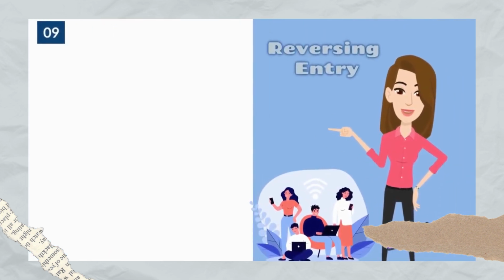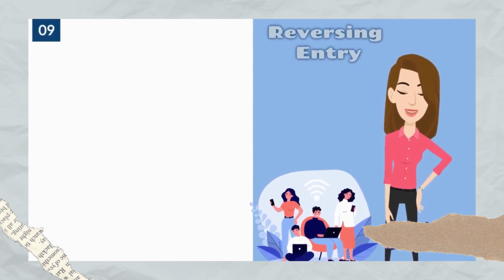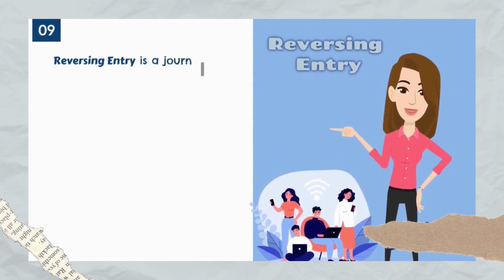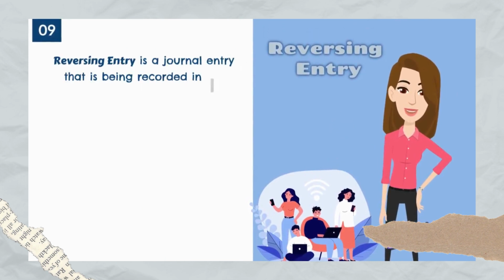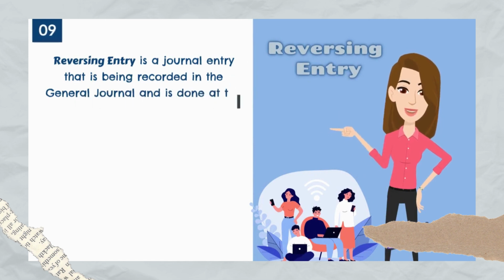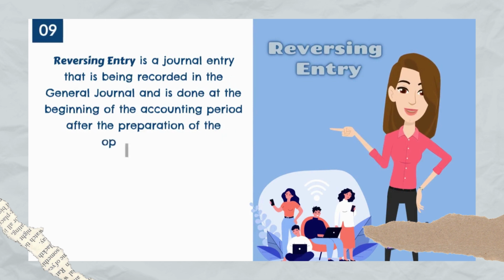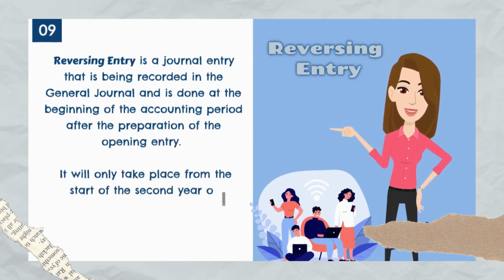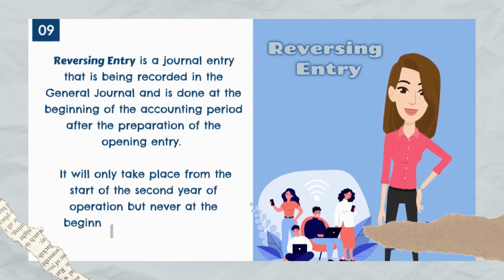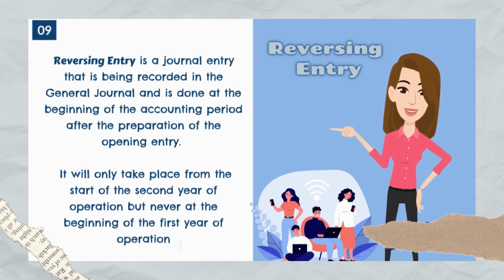And the last step, reversing entry. A reversing entry is a journal entry that is recorded in the general journal and is done at the beginning of the accounting period after the preparation of the opening entry. For a company operating for the first time, there will be no reversing entry at the beginning of the period. It only takes place from the start of the second year of operation.